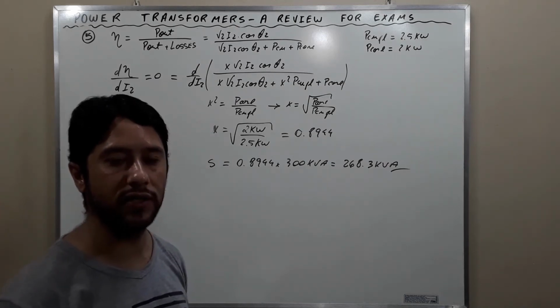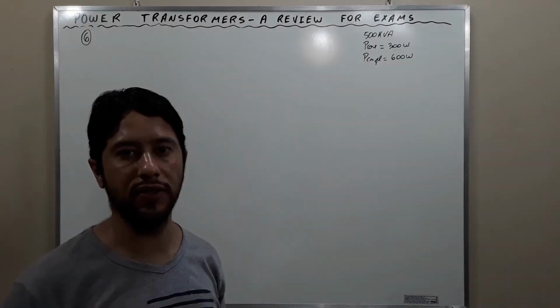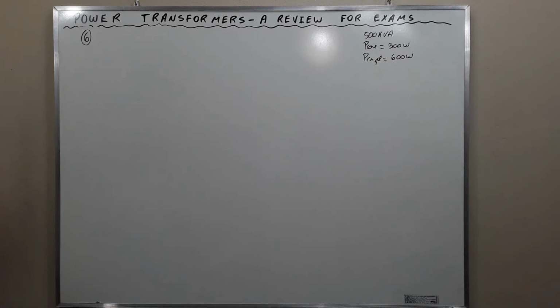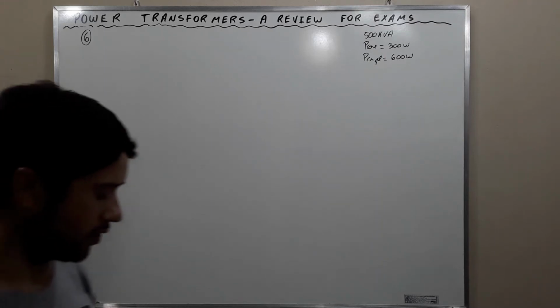Let's go to exercise 6. Exercise number 6, a 500 kVA 3-phase power transformer has core losses of 300 watts and full load copper losses of 600 watts. What is the level of load at which the transformer is expected to reach maximum efficiency?